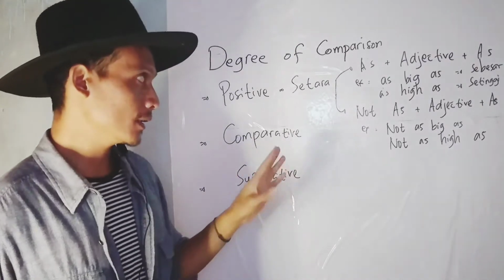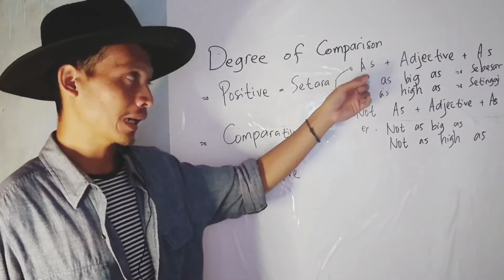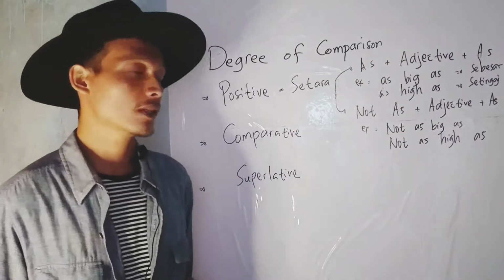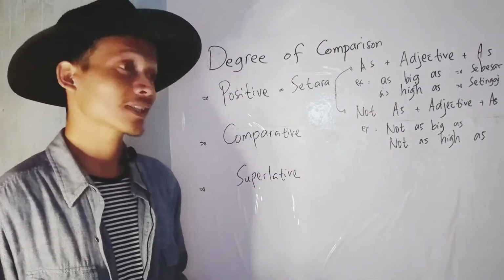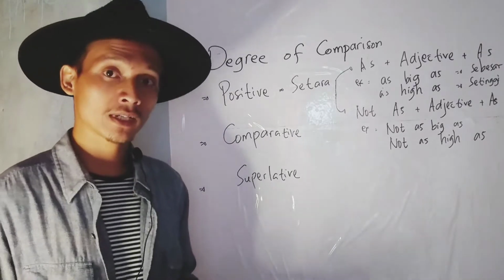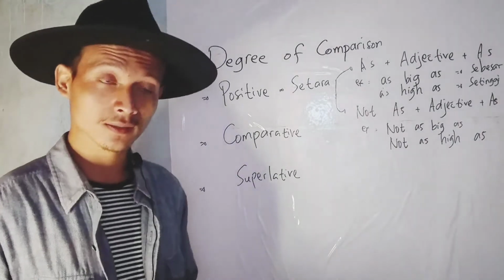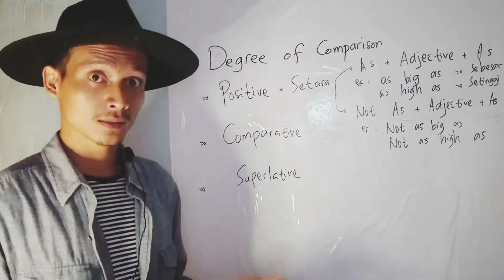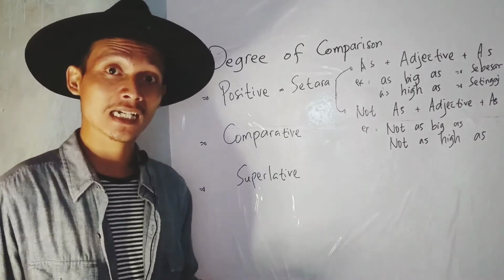Here, the concept of positive is simply using as, adjective, and as. For instance, as big as, sebesar, and as high as, setinggi. And then we can also make it into a negative sentence by putting not before as, adjective, as. For instance, not as big as, tidak sebesar, or not as high as, tidak setinggi.